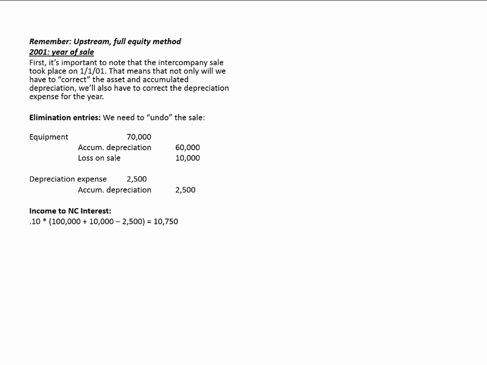So the income of the non-controlling shareholders, they're going to get 10% of $107,500, or $10,750. Third and finally, our equity method entries.